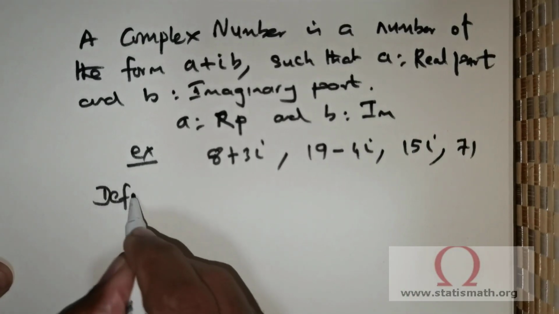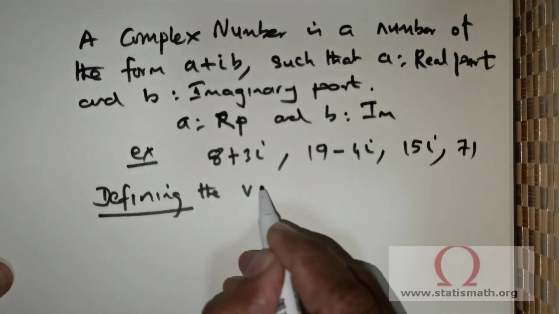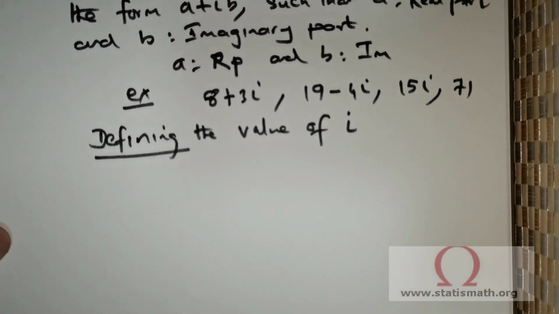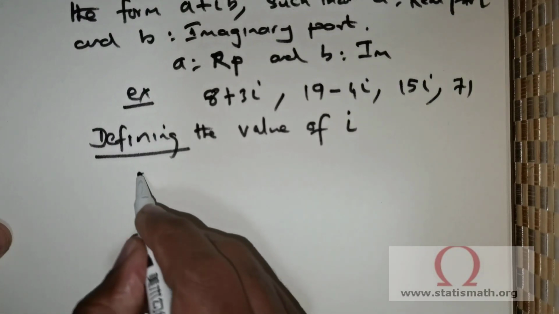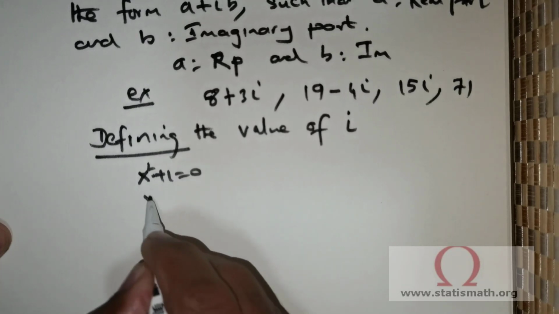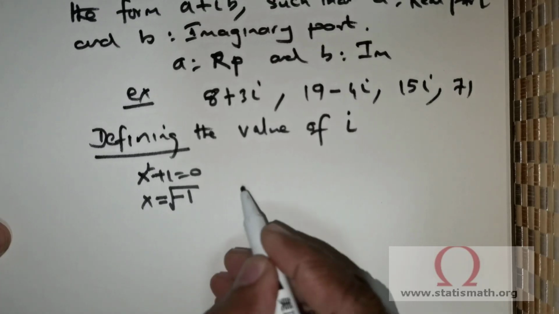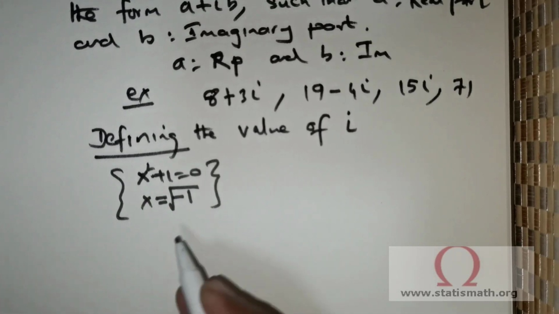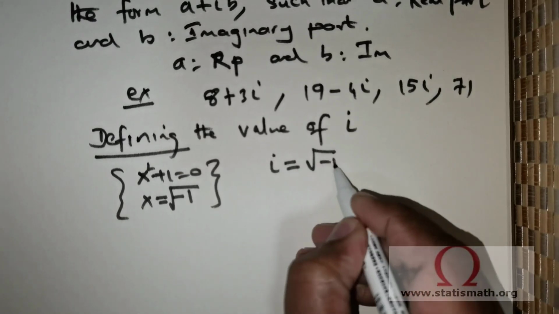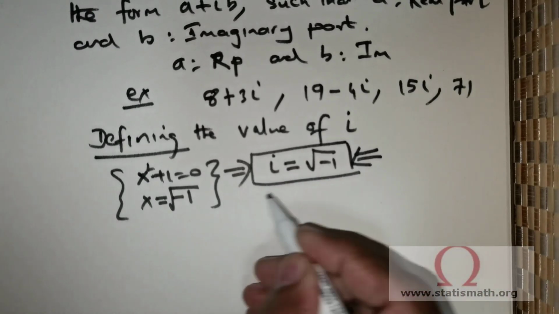Now comes the very important point: defining the value of i. As I mentioned in the previous issue, where we get x squared + 1 equal to 0 and x is equal to the root of negative 1, this has to be dealt with. So we assign the value for i to be the root of negative 1. Have it in mind. This is a very important assignment, a very important definition.